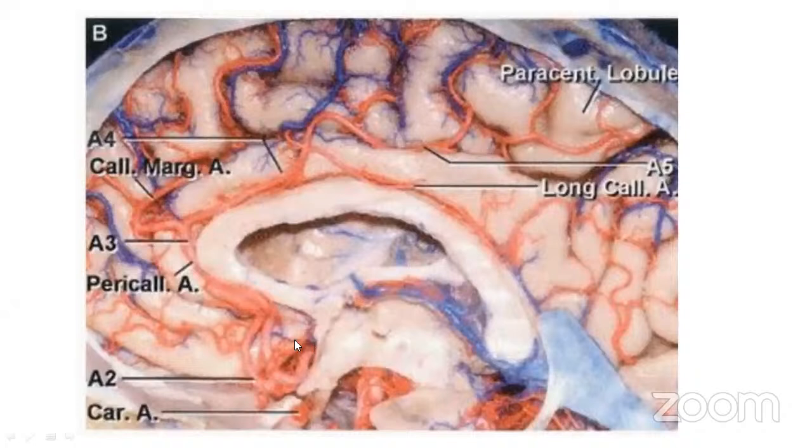So here you can see the A2 segment arising from the anterior communicating artery after the A1 and A2 junction, which further goes on to the A3 segment lying on the head and genu. Then when it curves around, it forms the callosomarginal and A4 segment, which further goes on to form the A5, with a branch given to the central lobule, which goes into the paracentral lobule. That is A5.